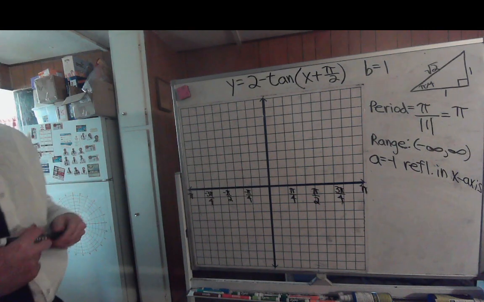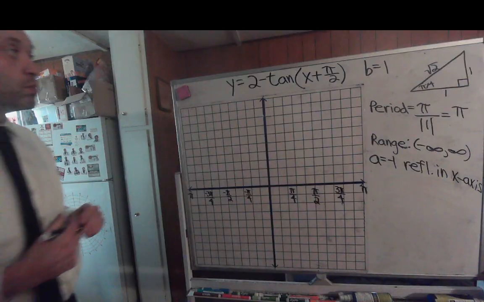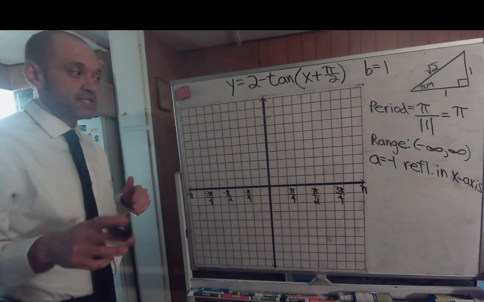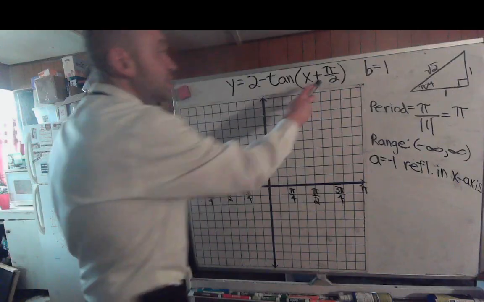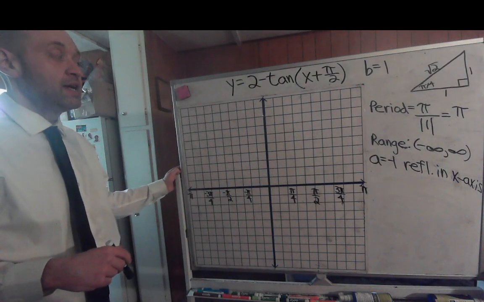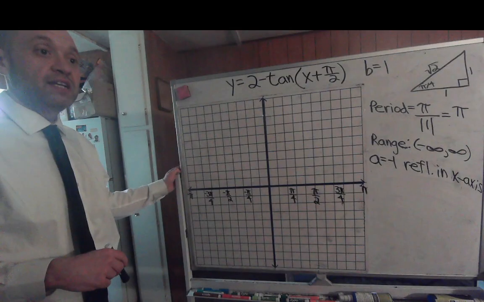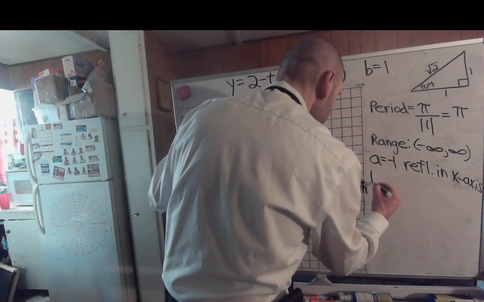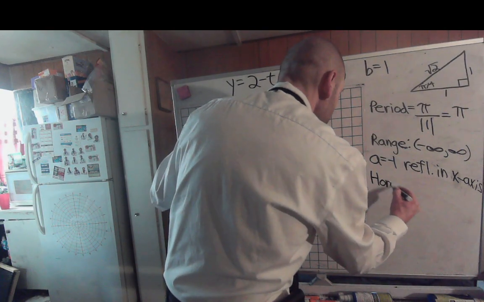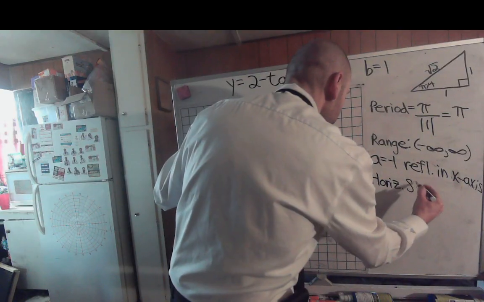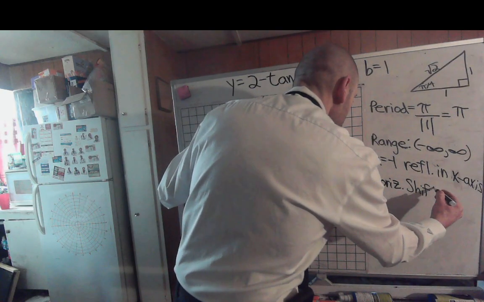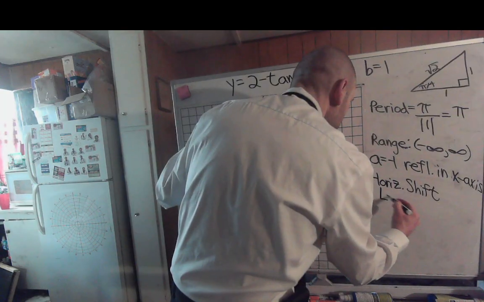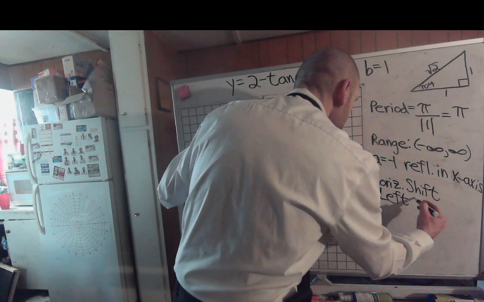Now, let's look at what our shifts are. Look inside your parentheses. You have x plus pi over 2, right? That is indicative of a horizontal shift, and it's a horizontal shift left pi over 2 units. So we have a horizontal shift left pi over 2 units.